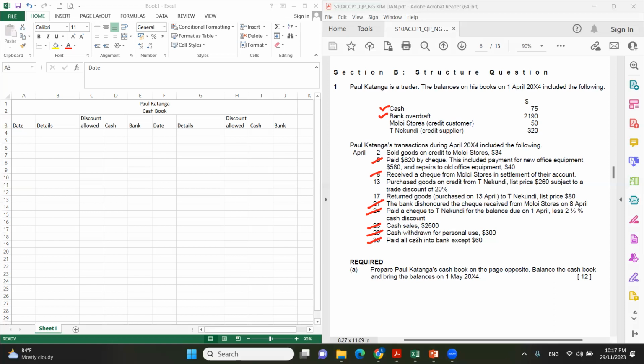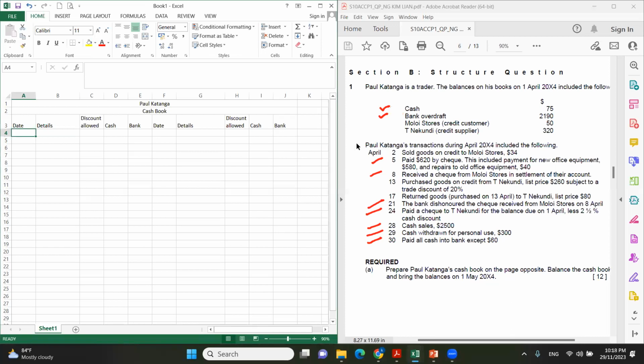So now I'm going to show you how to do the recording. From the double entry in here, the first is the opening. So what is the opening that we're going to record? The date, this date, starting on the first line, 24, April first. So this is the beginning of the month.